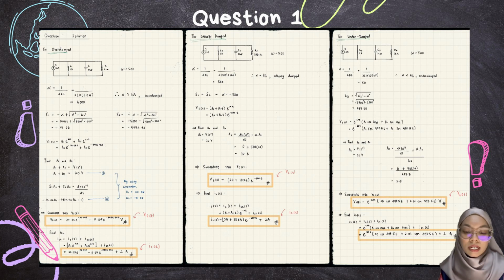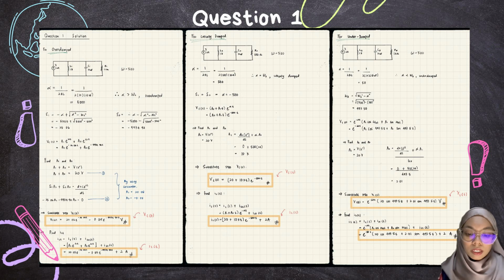And lastly, for the underdamped circuit, we change the value of R to 1 kilo ohm, so that the alpha is 50, which is smaller than omega, that can be defined as underdamped. Then we find the omega d for the underdamped, which is the root of omega squared minus alpha squared.